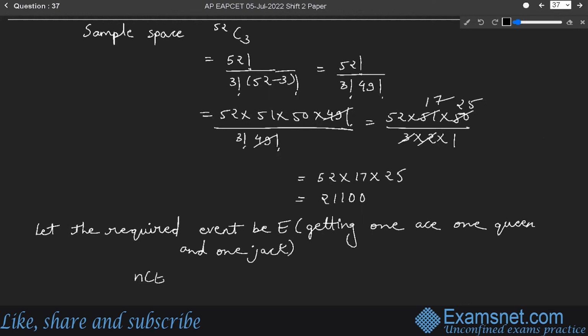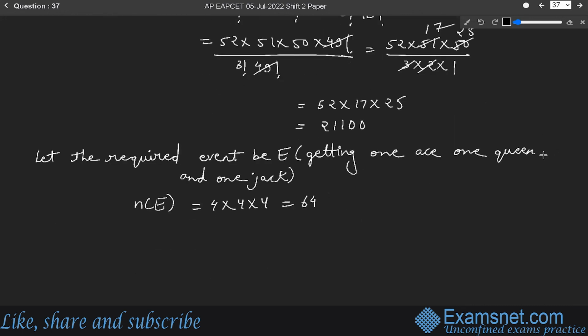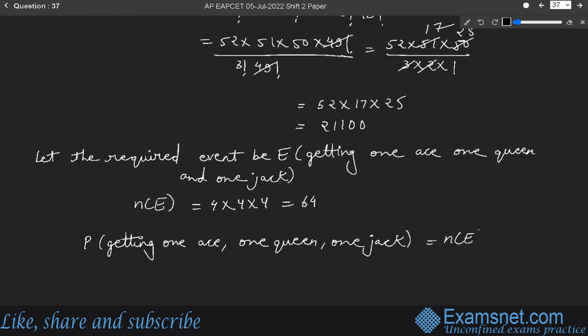Therefore, n of E will be equal to 4 into 4 into 4, which is equal to 64. Now, the required probability of getting one ace, one queen, and one jack is equal to n of E divided by S. S is the sample space here.